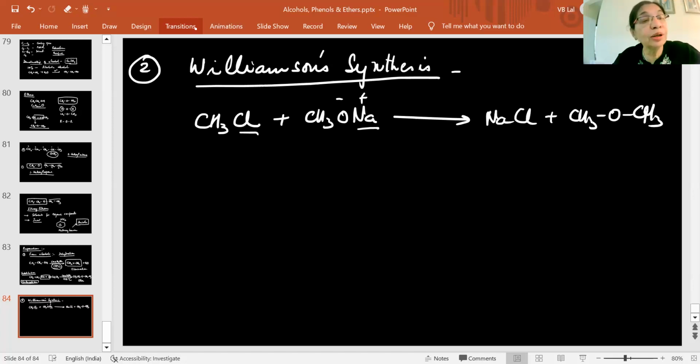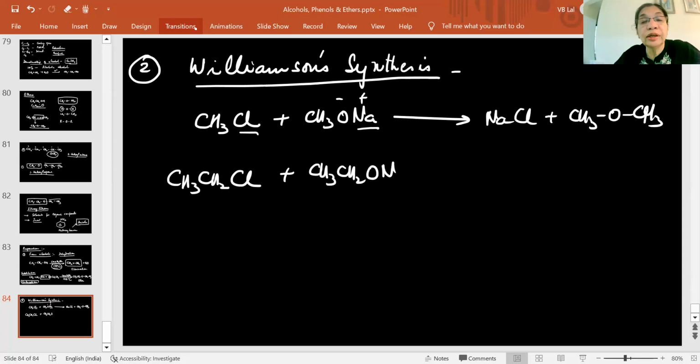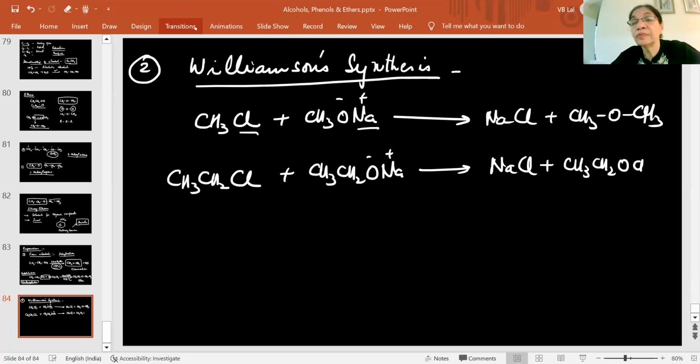We did ethers then. So what do you get? Methoxymethane. Now you see what will happen. Supposing I take CH3CH2Cl plus CH3CH2ONa, right? Very easy. I will get NaCl plus ethoxyethane, right? So what are these ethers? They are simple ethers because on either side it is the same alkyl group.